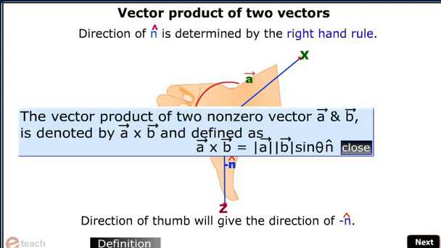Definition: the vector product of two non-zero vectors a and b is denoted by a vector cross b vector and is defined as a vector cross b vector equals mod of a vector into mod of b vector into sine theta n cap.